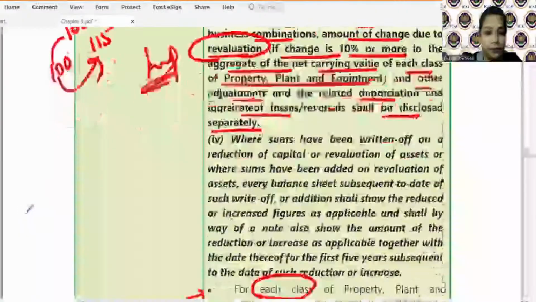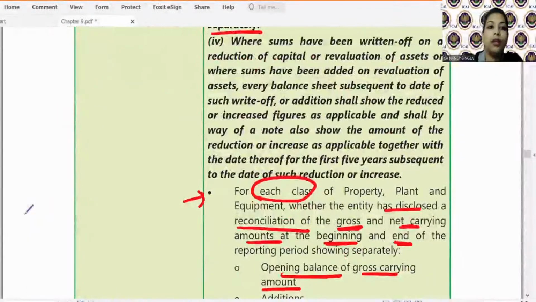ठीक है? Is it clear? Where any sums have been written off on reduction of capital. If you remember, when we did reduction of capital, we saw that there can be a situation in case of a loss-making company where the share capital is not represented by the assets. So in that case, basically the assets are overvalued. So they are written back in case of reduction of capital.